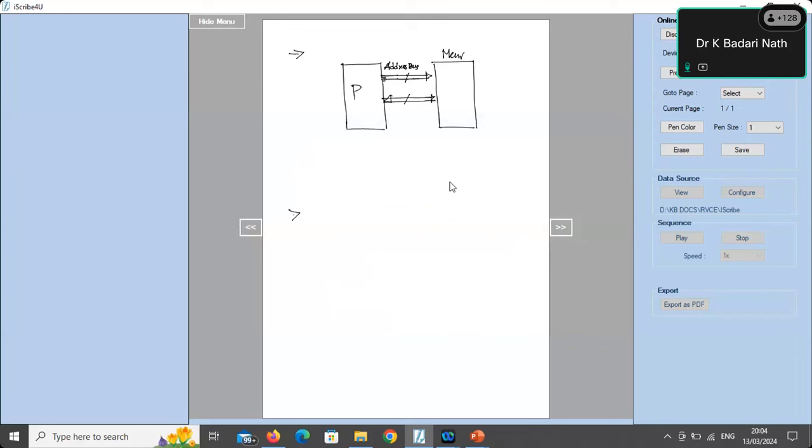If the address bus generates an address called 100, that means the location 100 in the memory is referred to. Inside that, let's say I have data called 55. This 55 will be placed on the data bus. So the address bus is used to carry the address to the memory location. The data bus is used to carry the data from memory to the processor or from processor to the memory.